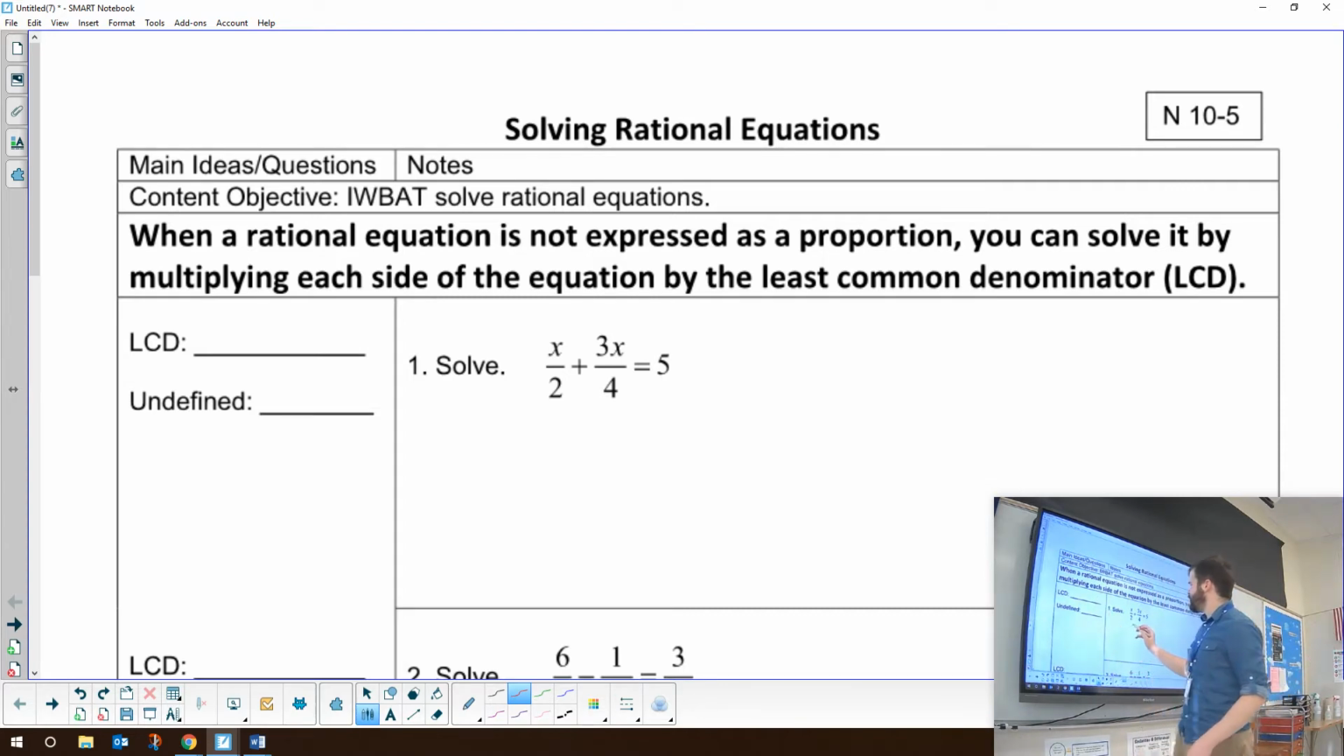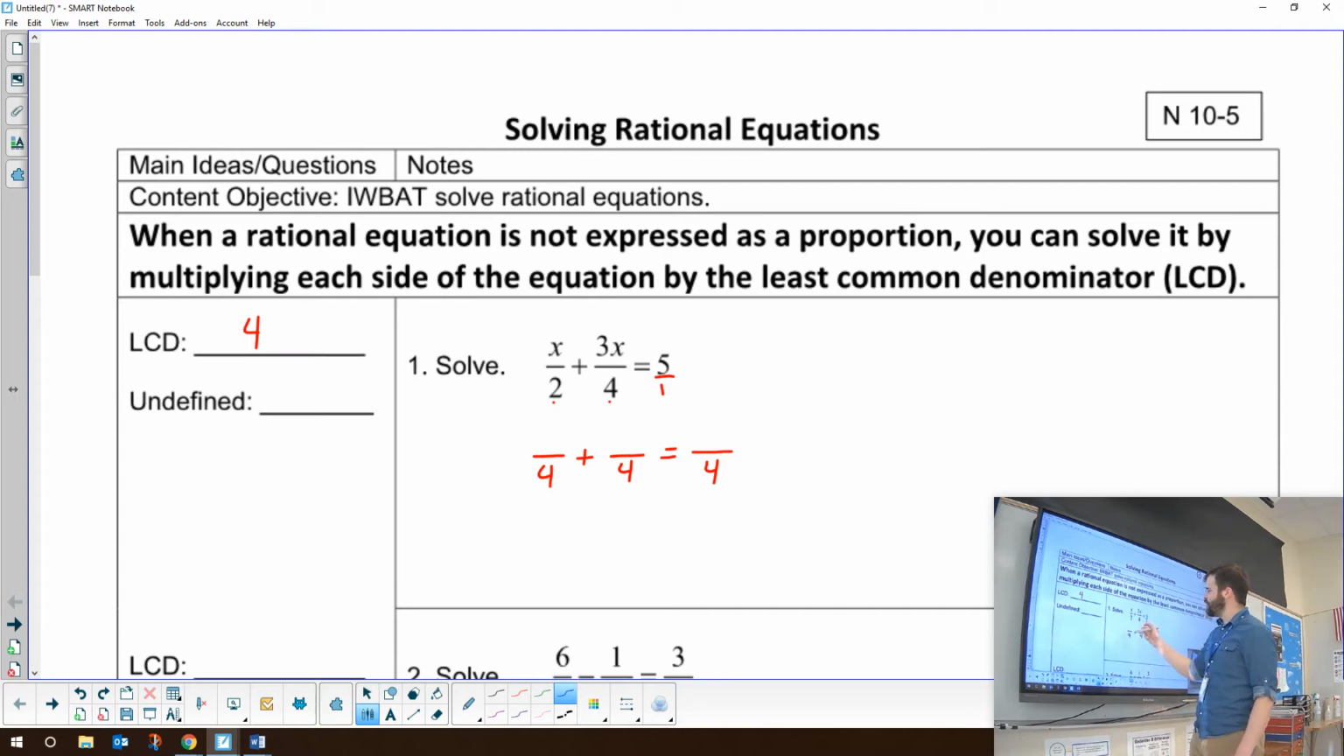So first off, our common denominator here for 2, 4, and 1 is going to be 4. 2 goes into 4, 4 definitely goes into 4, and 1 goes into anything. So our common denominator is going to be 4, and we're just going to change each one of those fractions to that common denominator.